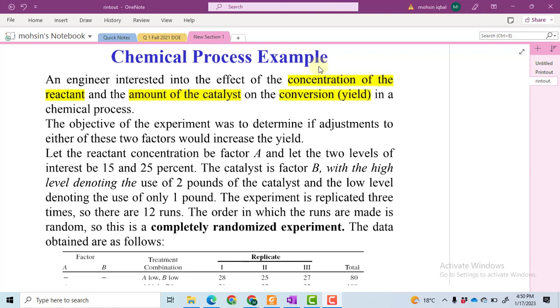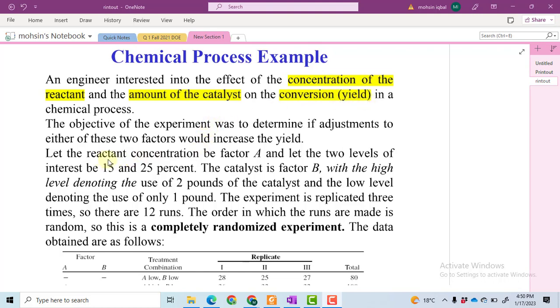Hi, this is the fourth part of the video on the 2K Factorial Design. The problem we are going to solve is an engineer interested in the effect of the concentration of the reactant and the amount of catalyst. These two are the factors on the conversion yield. This is the response variable in a chemical process.